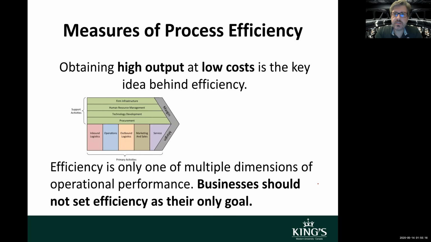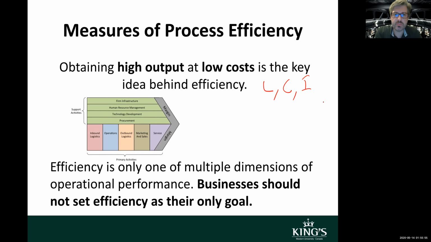So measures of process efficiency. Let's define efficiency from an operational perspective as obtaining high output at the lowest cost possible, right? So limited resources, those resources being labor, capital, investment, whatever machinery, whatever it is that you have. So the least amount of resources generating the highest output possible.